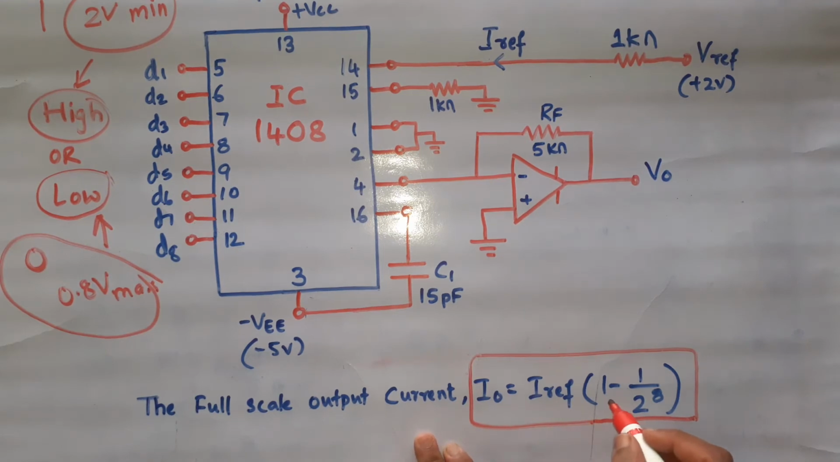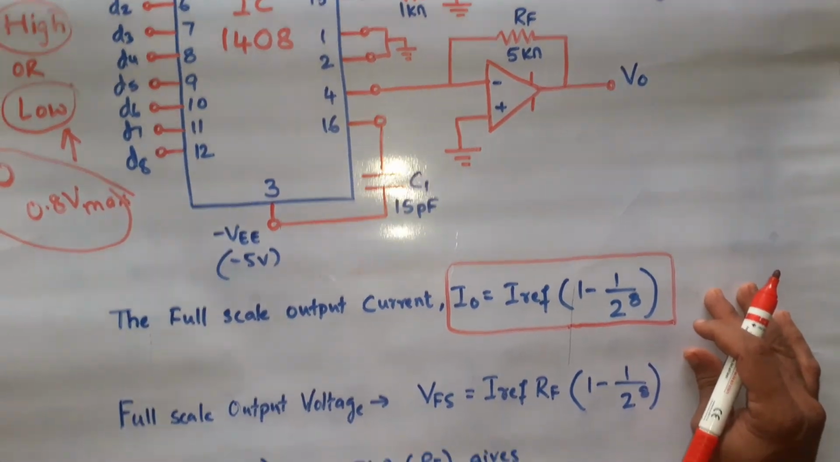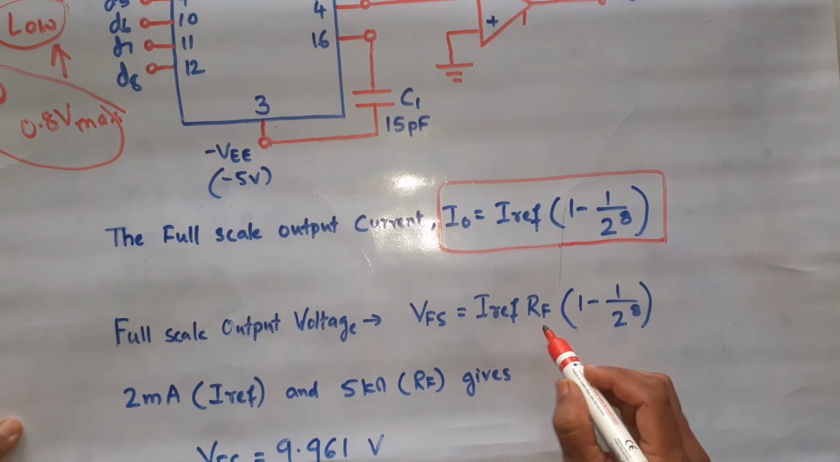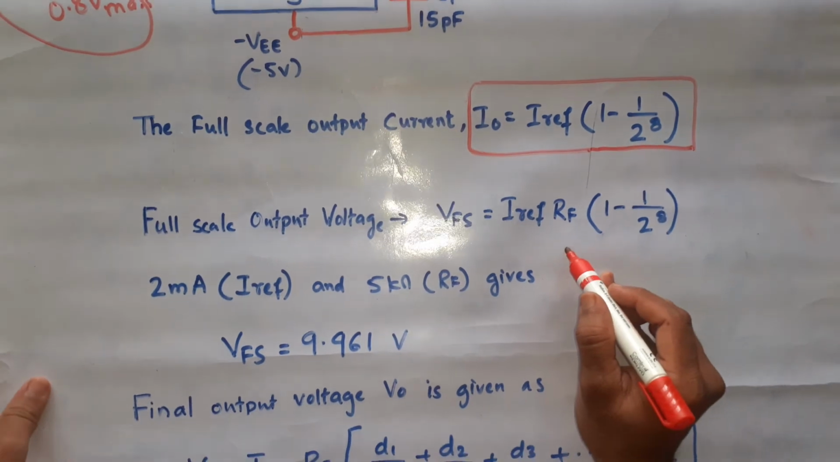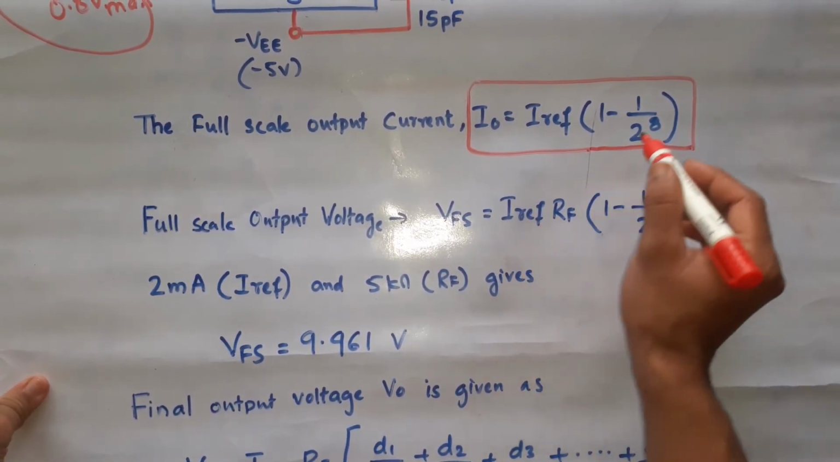I reference into 1 minus 1 over 2 raised to 8. 8 because of 8 bit. The full scale output voltage is given as IFS into RF, this feedback resistance. RF into IFS.